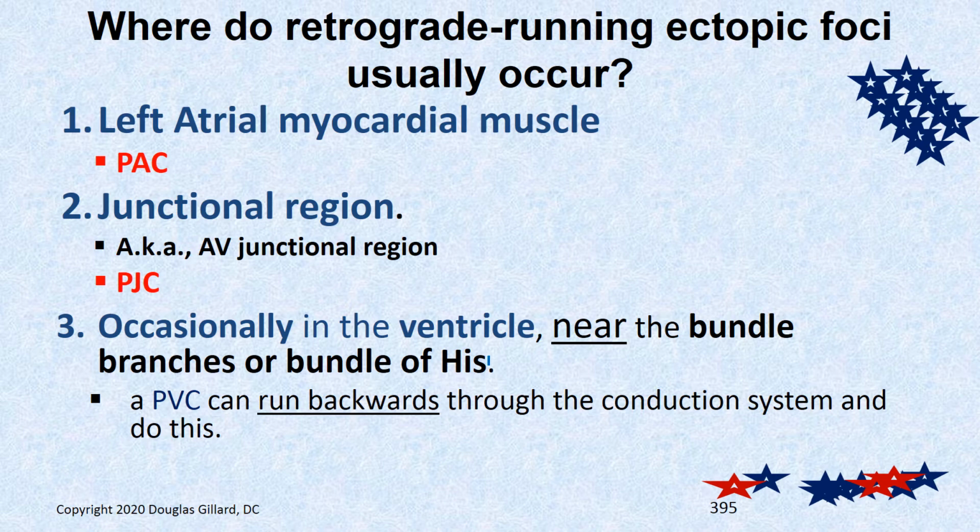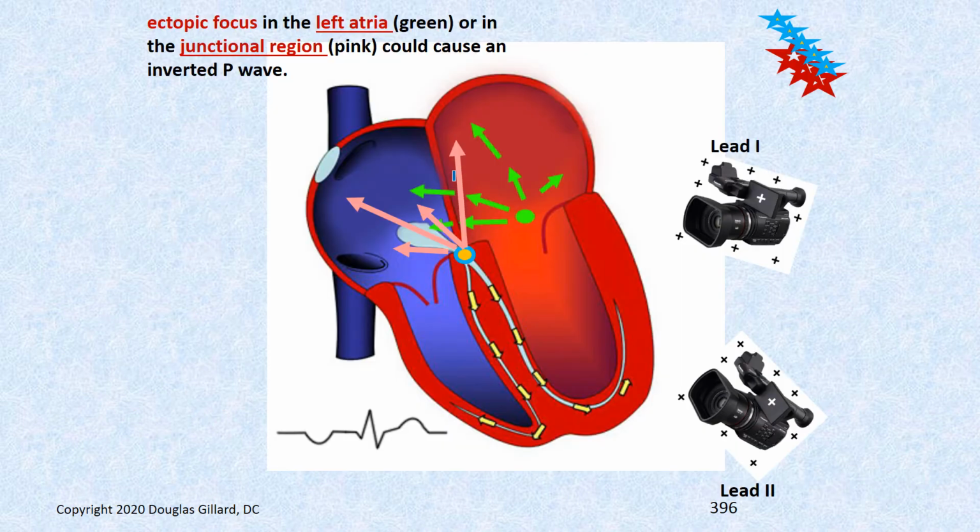And occasionally it could occur in the ventricle myocardium near the bundle branches or bundle of His, because it's possible to run a current backwards without any delay through the AV node. So it's possible, not unlikely. I mean, usually it's a PAC or a PJC that causes these upside down P waves. Oh, here's the picture. Okay, so here we have a current.